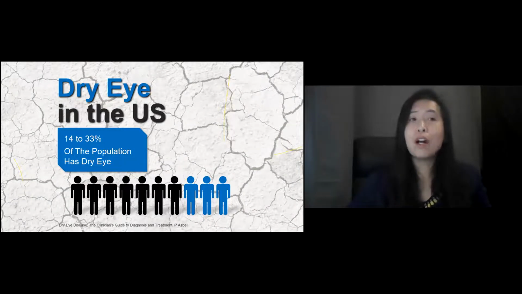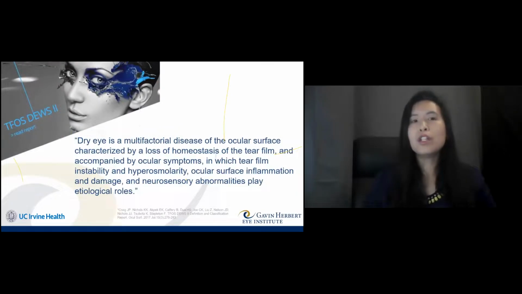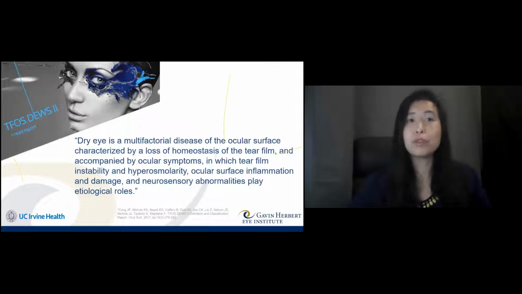It is a very common problem, and if this is something that you suffer from, you are not alone. It affects anywhere from 14 to 33% of the population in the United States, depending on which survey and what definition you use. But what is dry eye? So this is the first question I told you we would answer today. So this is the official and most updated definition of dry eye based on the Tear Film and Ocular Surface working group. In 2017, a bunch of experts met, and this is the definition that they have put forth.